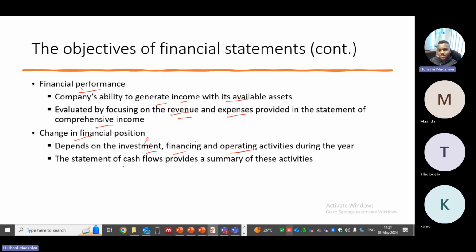So the statement of cash flow provides the summary of this activity, which is the change in financial position from where we were to where we are actually going.